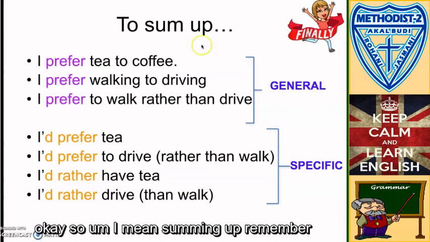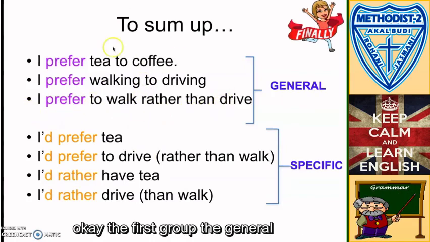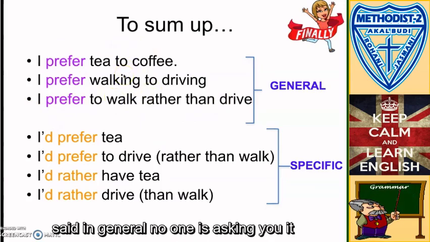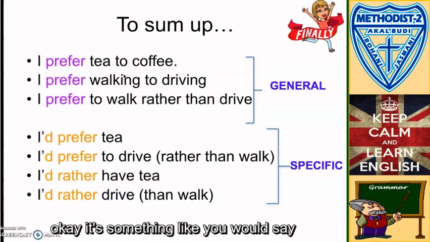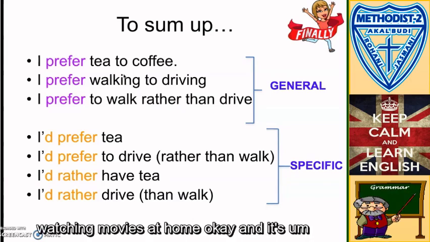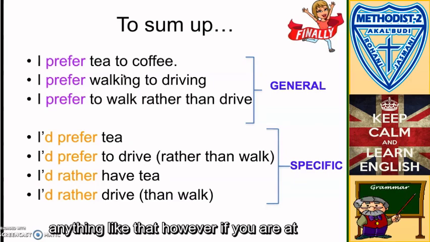Okay, so, summing up, remember, and this is a very important difference, okay? The first group, the general preferences, is when you're talking in general, no one is asking you, and it has nothing to do with a specific moment, okay? It's something like, I prefer going to the cinema to watching movies at home, okay? And no one is asking for your opinion or anything like that.